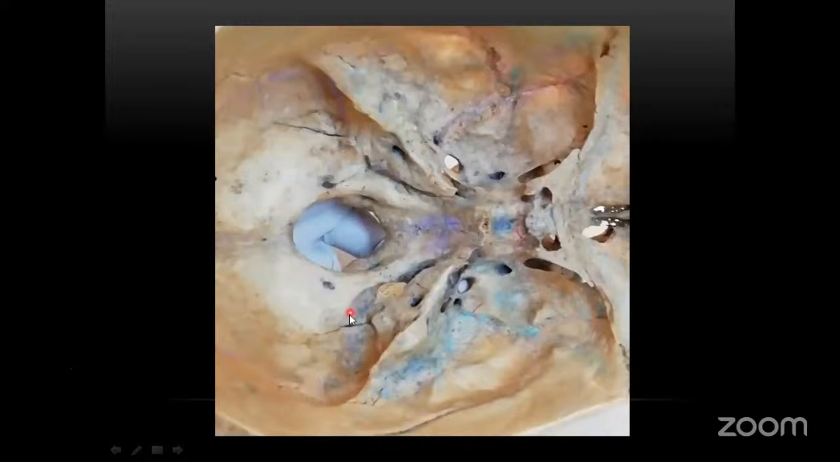For sigmoid sinus. Excellent. This is sigmoid sinus. And what about this one? Sigmoid sinus will be here till that here. What about this one? Yes, please. Jugular bulb? What about this one? Jugular bulb.